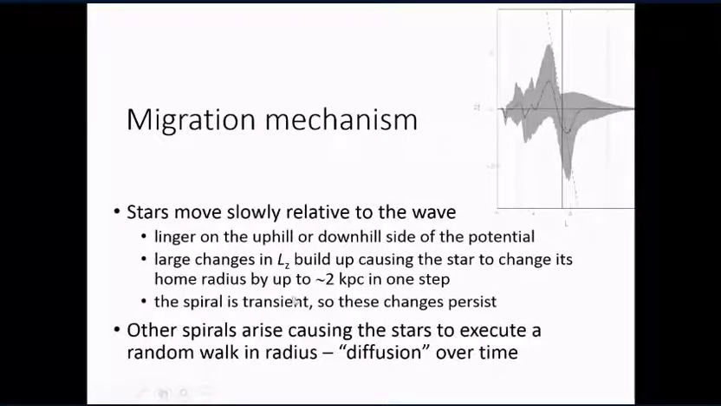And as I said, the reason that this is not reversed is because by the time it gets to the second arm, if it lost angular momentum before, it would gain if the spiral was still there, but the spiral has decayed away, and so the change that it acquired at the one encounter with the wave persists. But we get new spirals arising all over the disk, as you saw in the earlier simulation. And so what this causes is the stars to random walk in radius, which leads to a diffusion of stars across the disk over time.